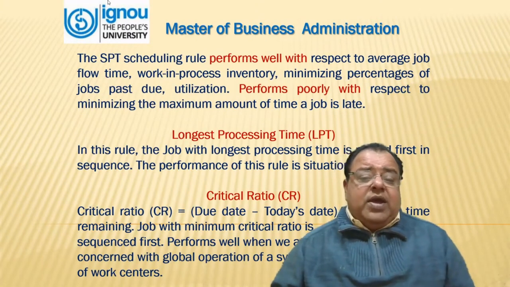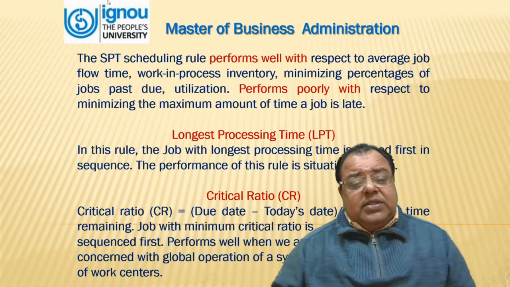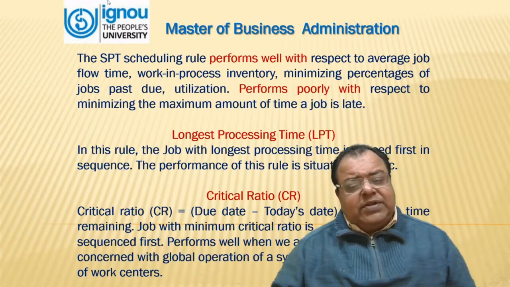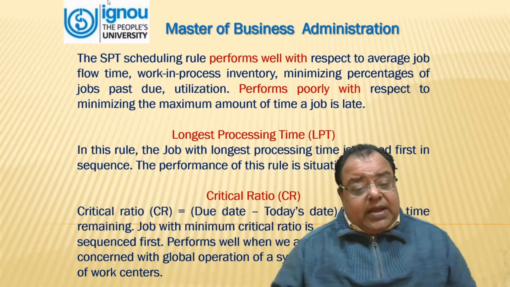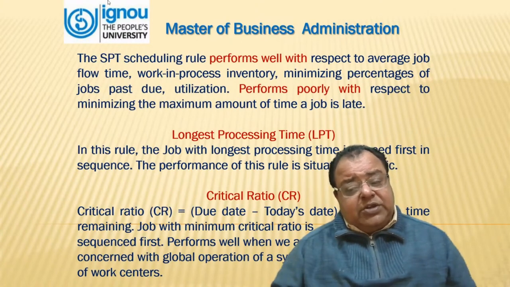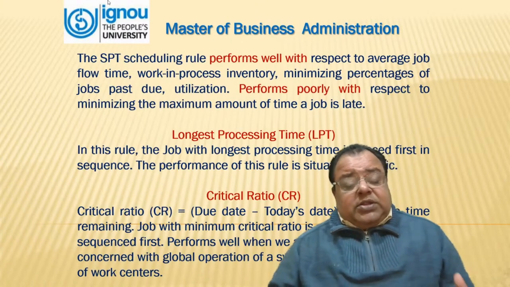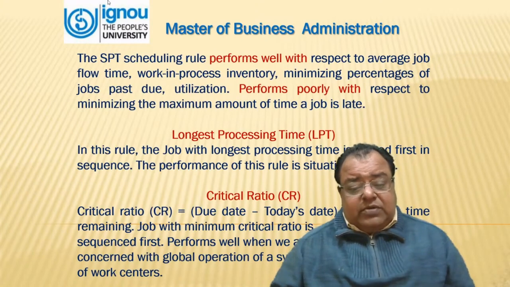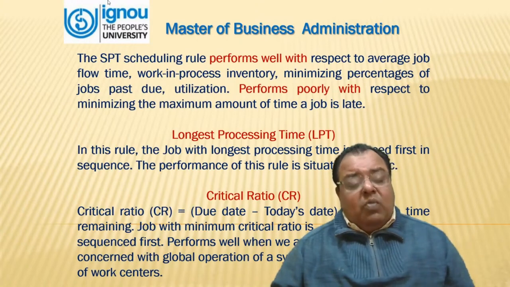The next rule is longest processing time. In this rule, the job with the longest processing time is placed first in the sequence. The performance of this rule is situation specific. Critical ratio, CR, is the ratio of the difference of due date minus due days upon total shop time remaining. The job with minimum critical ratio is sequenced first. It performs well when we are concerned with the global operation of a system or work centers.